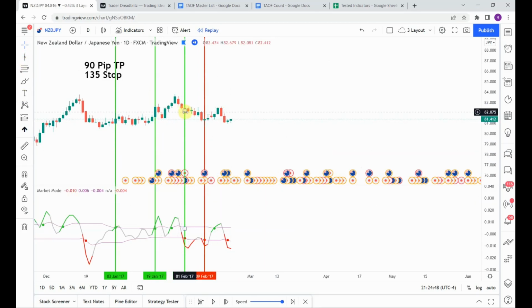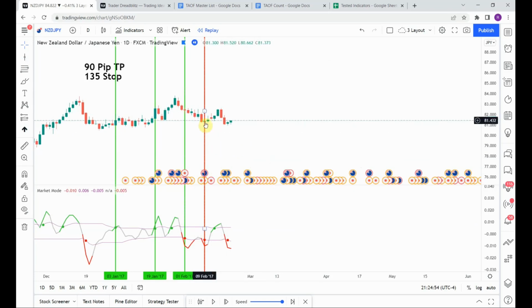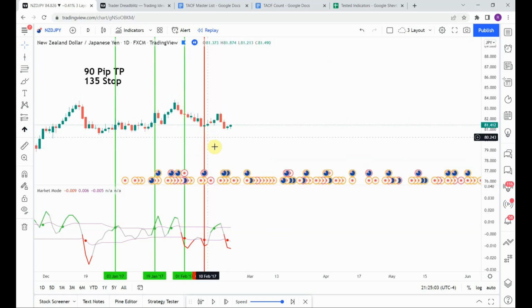All right, then we pick up a short signal right here on this one. We get a nice push to the downside that comes down, getting us to our take profit. Then we pick up another short right here on this one. Unfortunately, that was right at the bottom of this move. Then we get that push back to the upside, which does stop us out on that one.